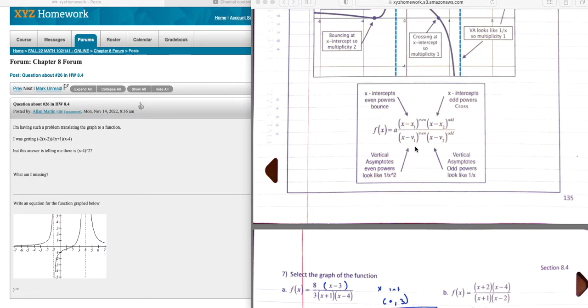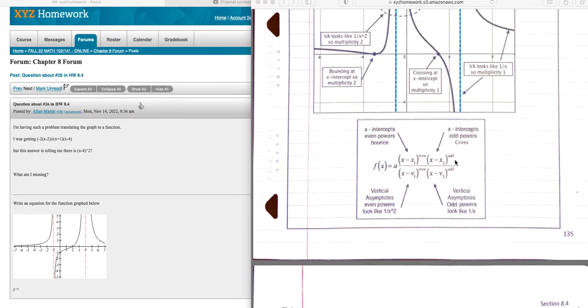Anyhow, coming back to here, there's powers both for the numerator and the denominator. The numerator gives us our x-intercepts, so this is like the polynomials, where if it's an even power, it bounces, and when it's an odd power, it crosses. So that's just like chapter 7.